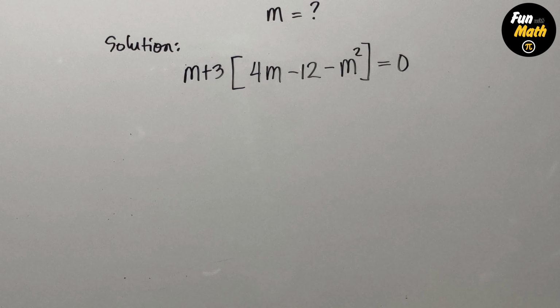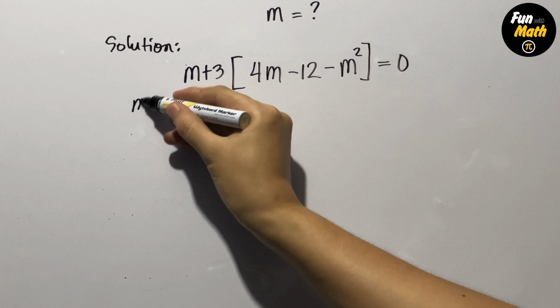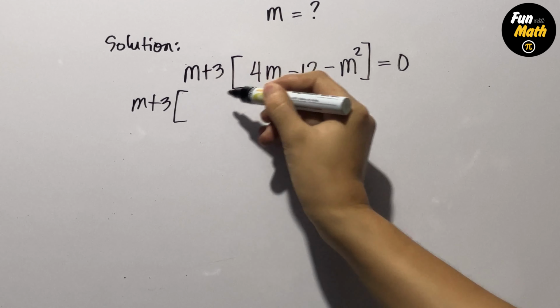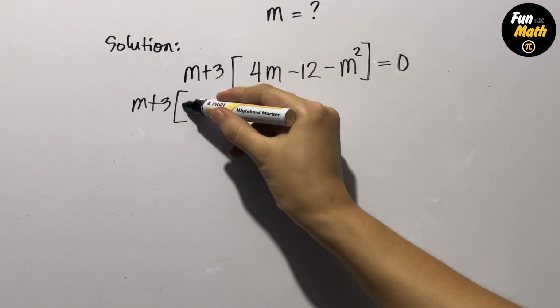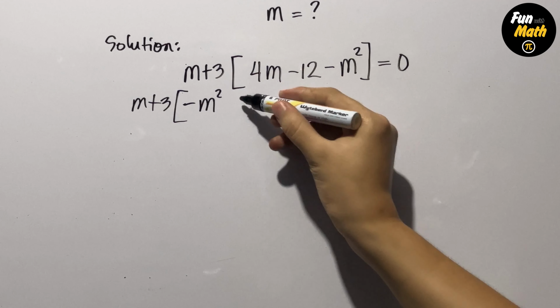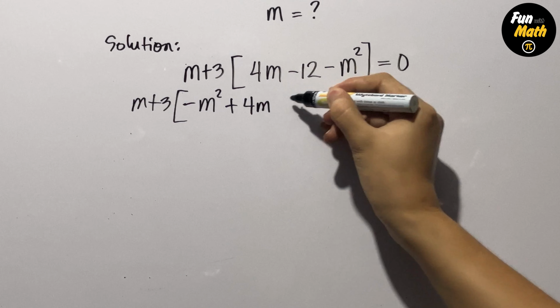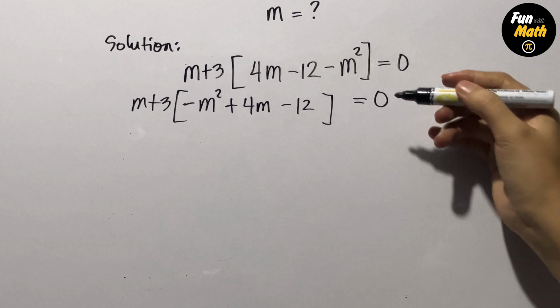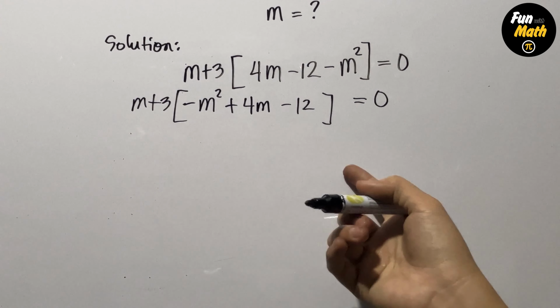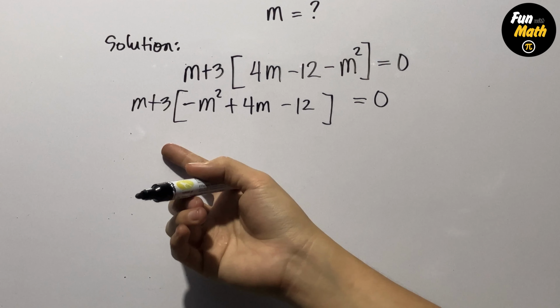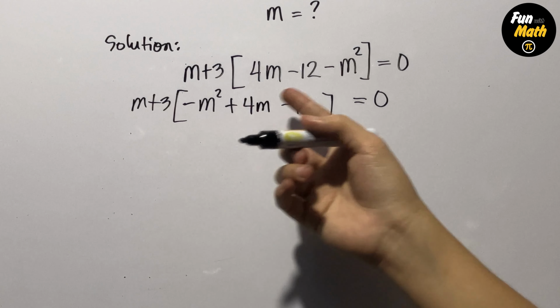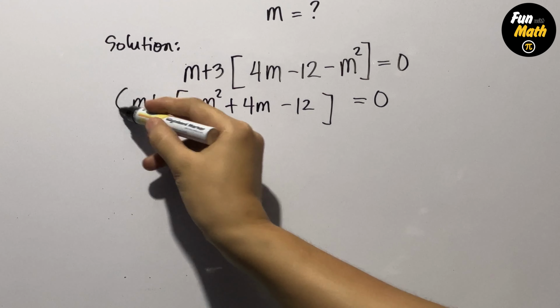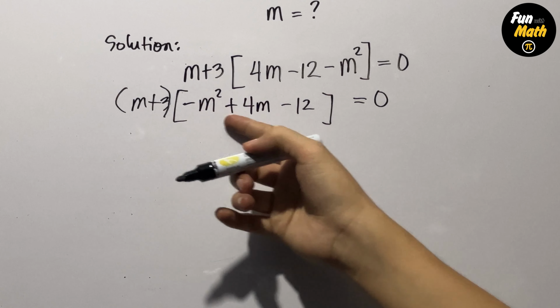And to continue, we can arrange this. So this is m plus 3, bracket, negative m squared plus 4m minus 12 is equal to 0. Now for this, we can consider both factors equal to 0. First is the m plus 3. Second one is this.